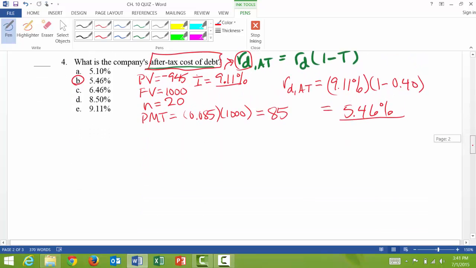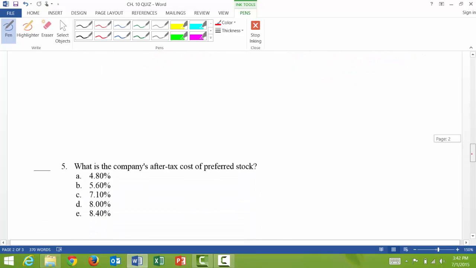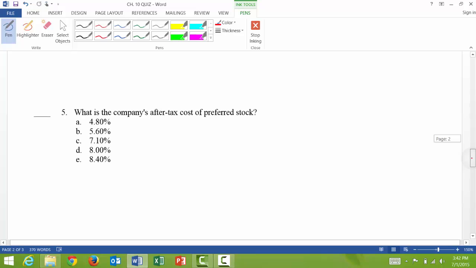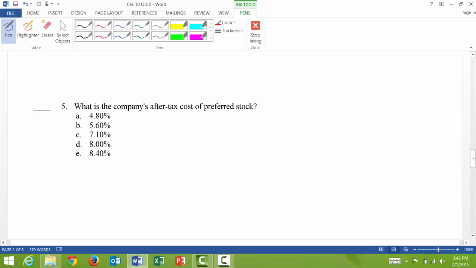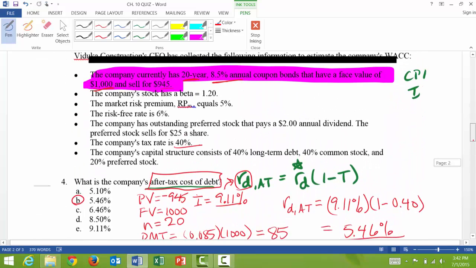And so the next question, well, I guess I gave myself a lot of room there, but I didn't use it. What is the company's after-tax cost of preferred stock? So I just want to write the equation for that. The cost of preferred stock is equal to the dividend for preferred stock divided by the price for preferred stock. So I just need to go back up here and look for that information, the dividend and the price.